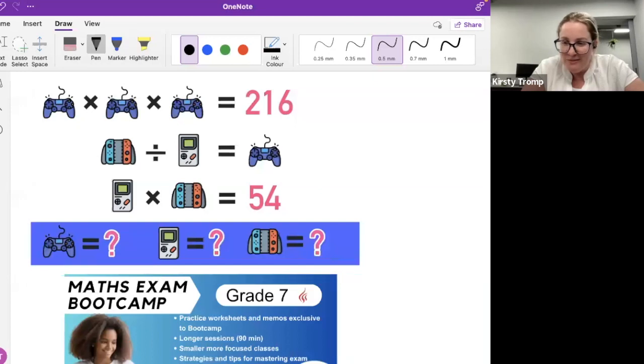Ma'am, for question number 10, is it fine if I did it another way? Absolutely. Did you get the same answer as me? Yes, ma'am. Then it's perfect. I'm perfectly happy with that. As long as you stuck to BODMAS and you got the same answer as me, I'm happy. Yes, ma'am. Okay, thanks, Pilo.